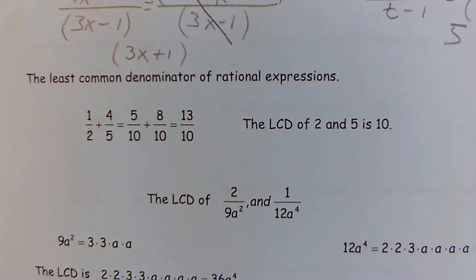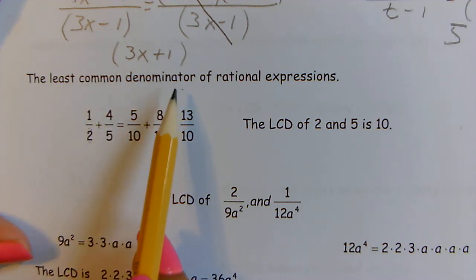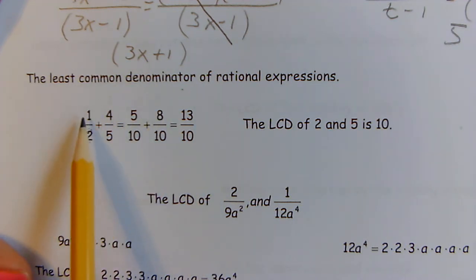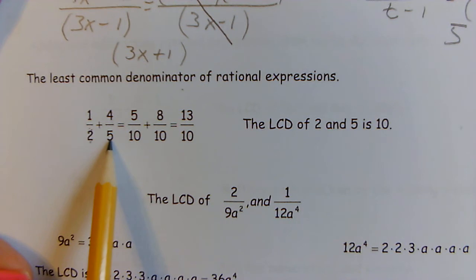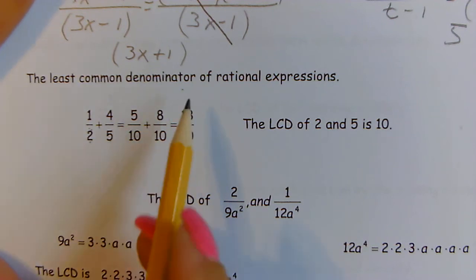Alright, now we're not always going to have a common denominator. So when you don't, you need to find the least common denominator. You want the smallest one that they have in common. So if I had 1/2 plus 4/5, a 2 and a 5, they're both prime. They both go into 10. So 10 is the first multiple of each of these numbers.